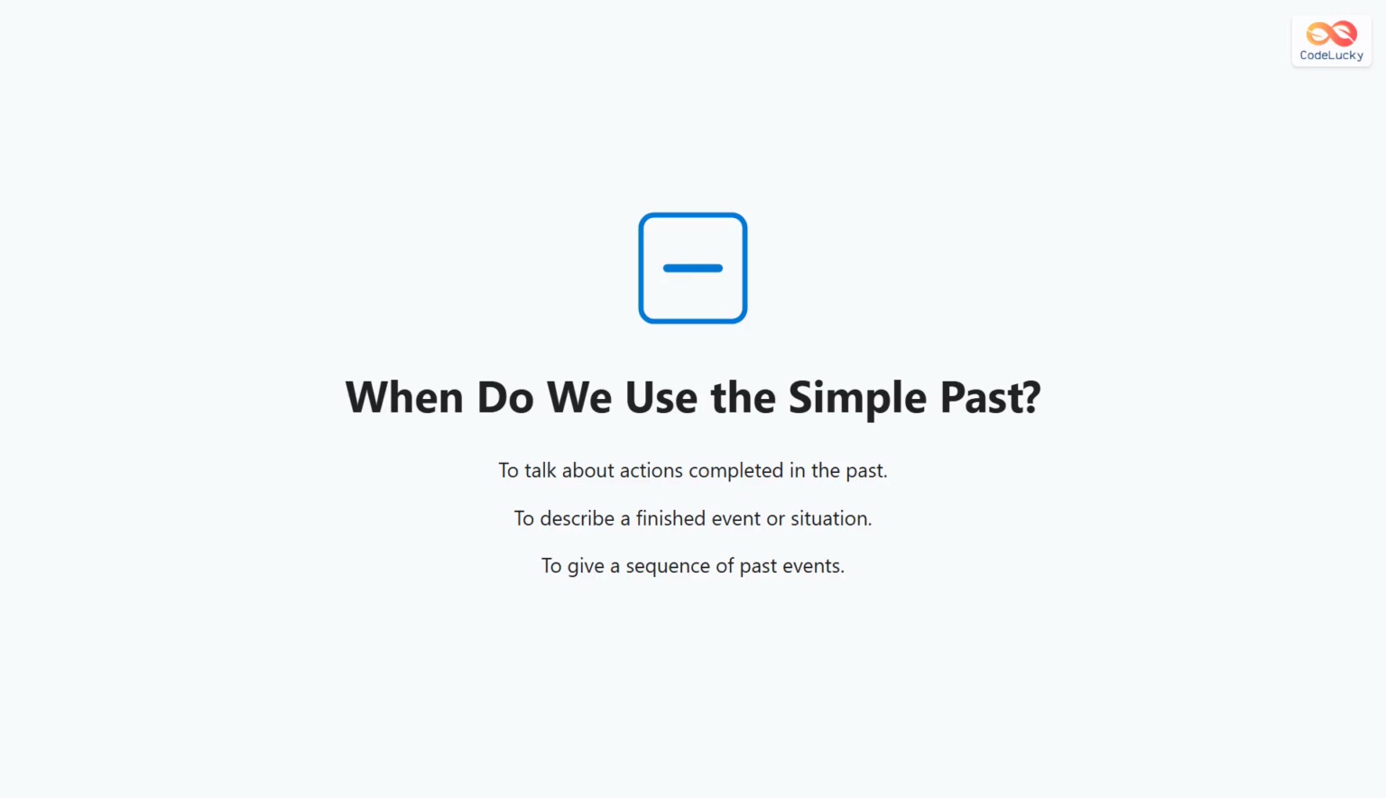The simple past is used when we describe actions that happened and were completed in the past. It explains finished events or experiences. We also use it when telling a story or describing a sequence of past events. For example, I woke up, had breakfast, and went to school. Each action is finished and happened in the past.